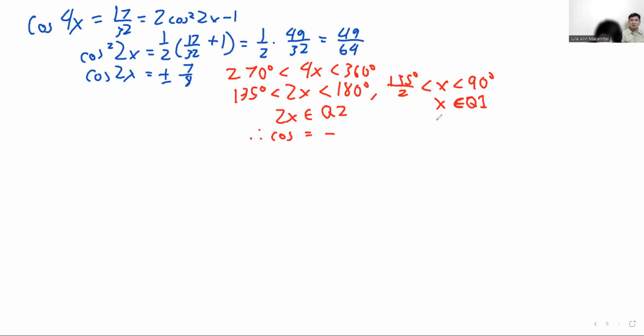So explain to us. Cosine is positive. Okay, so here cosine is negative, so I forgot the ink color. So 2x is in quadrant 2, so cosine 2x is negative. So plus or minus 7/8 is actually negative 7/8.